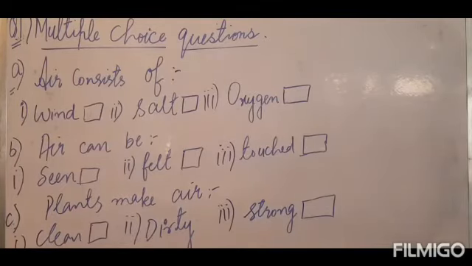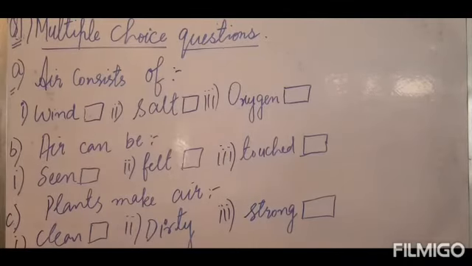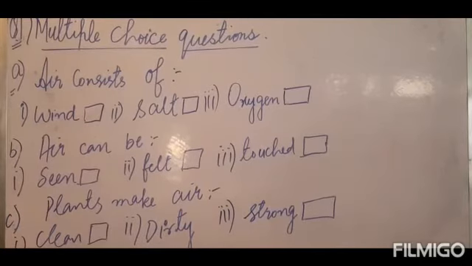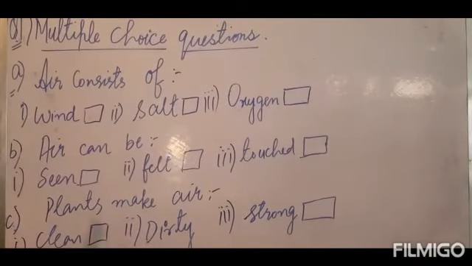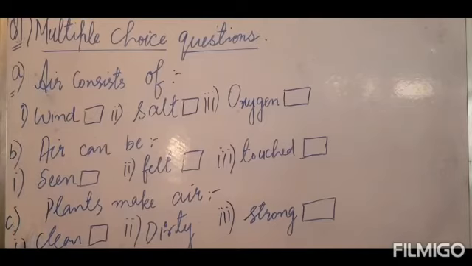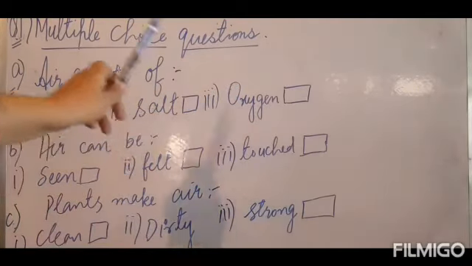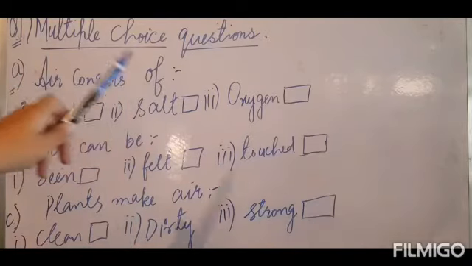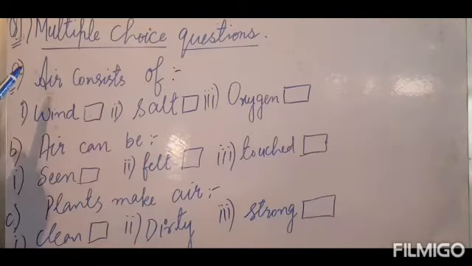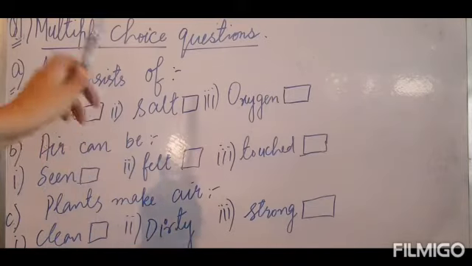Got it? So, my dear kids, there will be multiple choice questions like this. There will be multiple choice questions like I have given 3 on the board. Okay, this is only the sample paper. Got it? I have given 3 multiple choice questions on the board. What you have to do? You have to tick the correct answer. Got it? Here, you have to tick the correct answer.